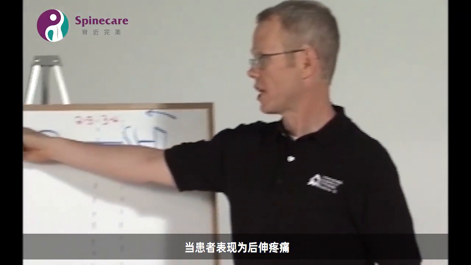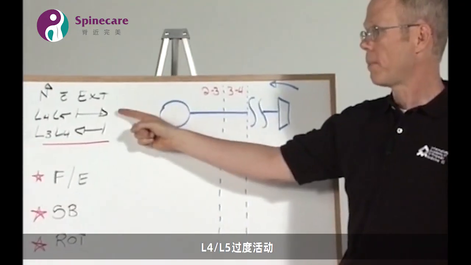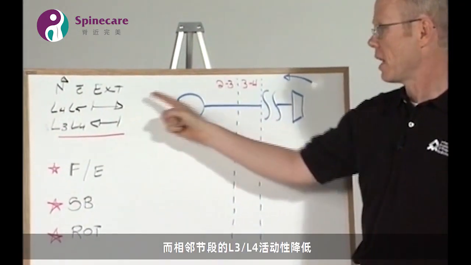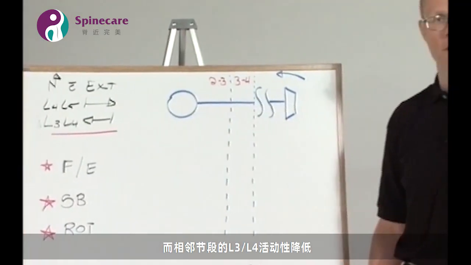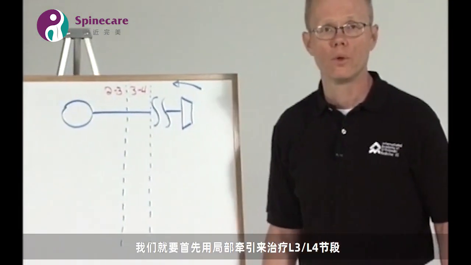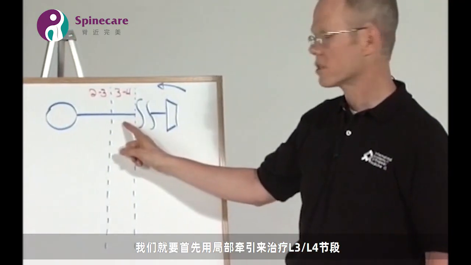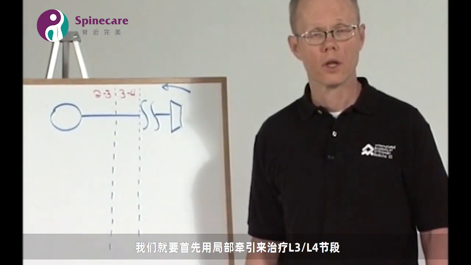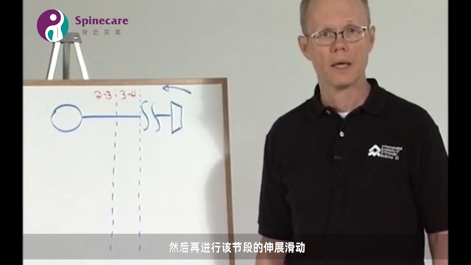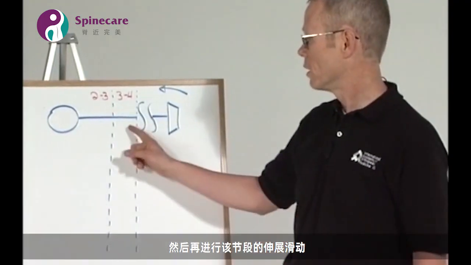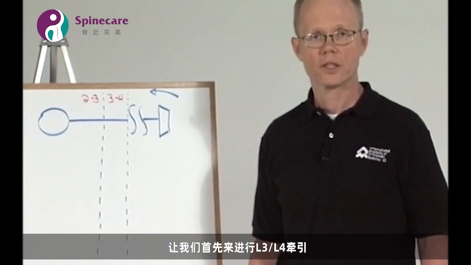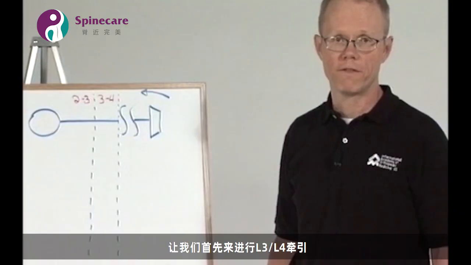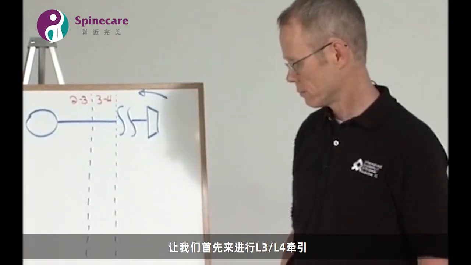In the event that the patient presents with a pain in extension, a hypermobility at L4, L5, and a hypomobility at the adjacent segment of L3, L4, we will need to treat the L3, L4 segment with first local traction, followed by joint-specific extension gliding at that segment. Let's first do L3, L4 traction.